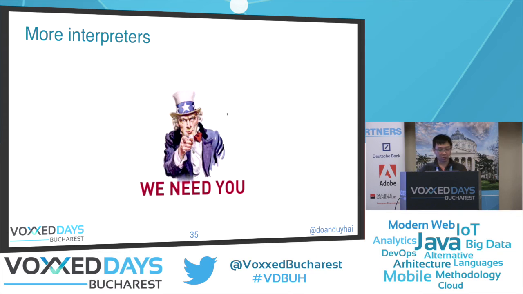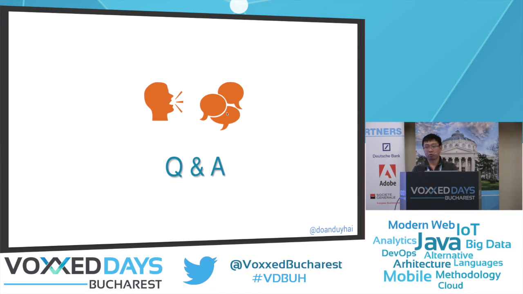And more importantly, we also need more interpreters. For example, now we already have a big list. Someone is working on an interpreter for HBase. There is an interpreter for the R language. So if tomorrow you don't find any interpreter for your backend, you can write one yourself and just submit it to the community. Okay. Questions?